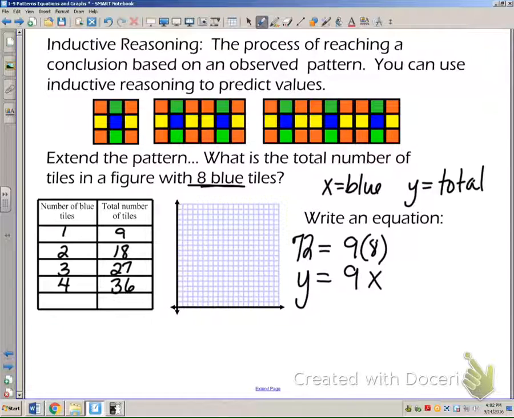So when I have 0 blue, I have 0 altogether. When I have 1 blue, I have 1, 2, 3, 4, 5, 6, 7, 8, 9. When I have 2, I have 18. And there is my line for my equation. That is a horrible line, but you get the idea of it.